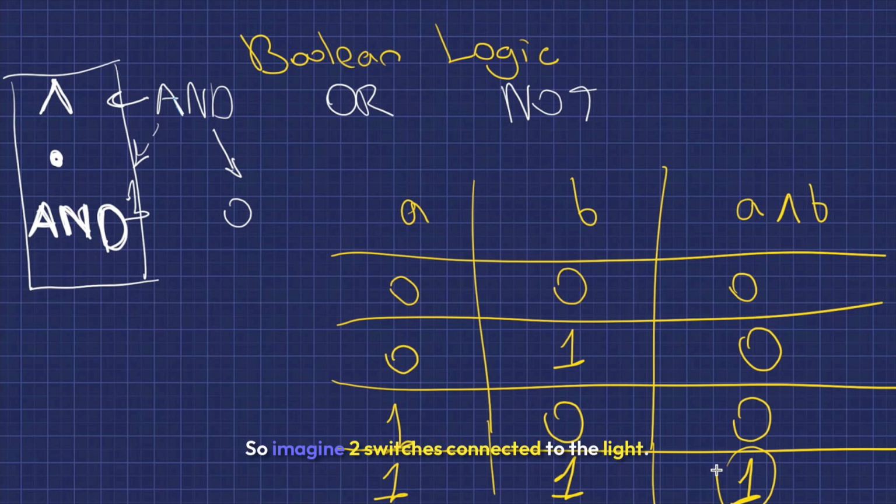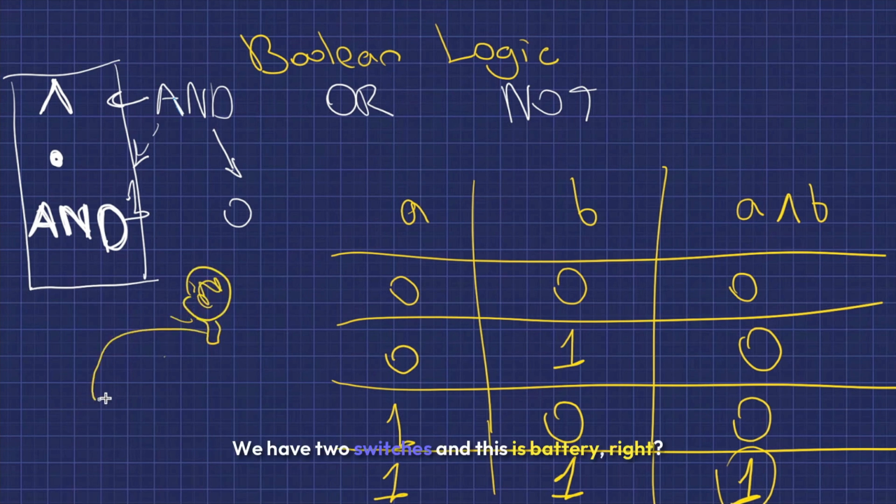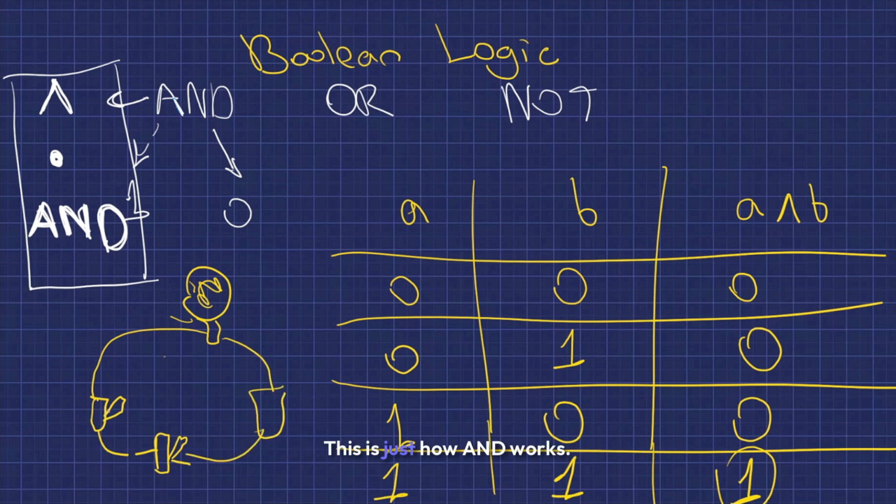So imagine two switches connected to a light. The light turns on only if both switches are on. Or for example, like this is a light bulb. Here we have two switches and this is a battery, right? This is just how AND works.